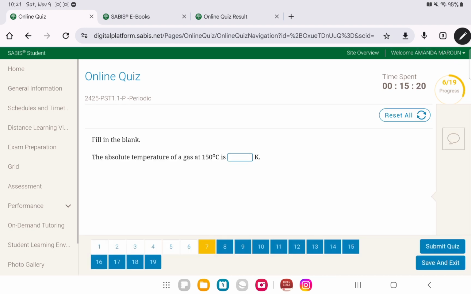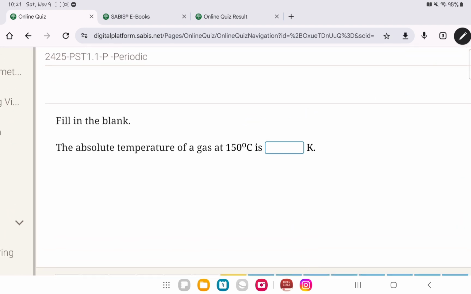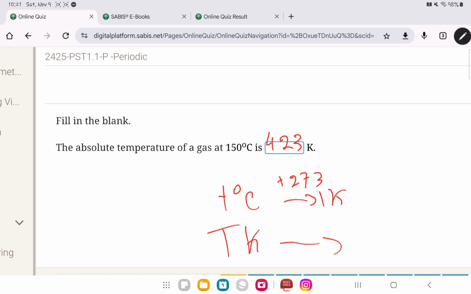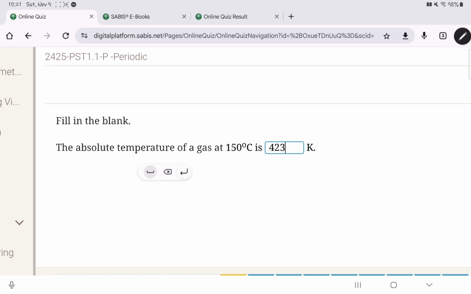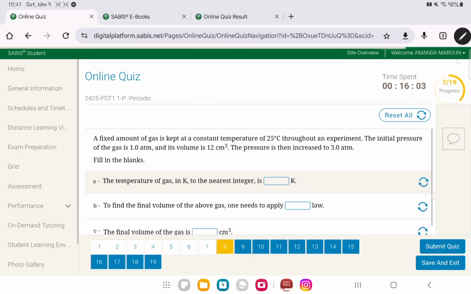Now we proceed to question number 7, a very easy question. The absolute temperature of a gas is 150 degrees Celsius, so 150 plus 273, you are gonna get 423 Kelvin. Remember, from degrees Celsius to Kelvin, you add 273, but from Kelvin, so big temperature, Kelvin, to degrees Celsius, you subtract 273. So here the absolute temperature of a gas is gonna be 150 plus 273, so 423. Now we move on to question number 8.